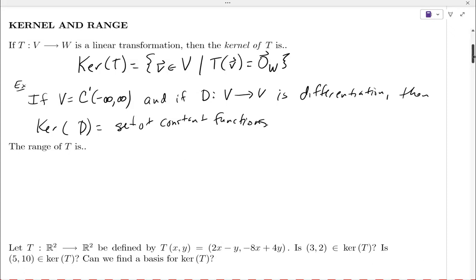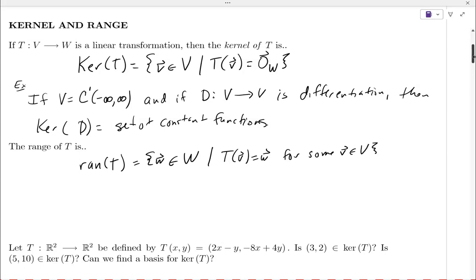Range, we just said range is a set of all possible outputs. Notation for range is ran of T. This is going to be a subset of your codomain. Remember, it's a set of all possible outputs, so that means there must have been something in the domain that got mapped to W. So it's the set of everything in W that has a pre-image. V would be a pre-image.